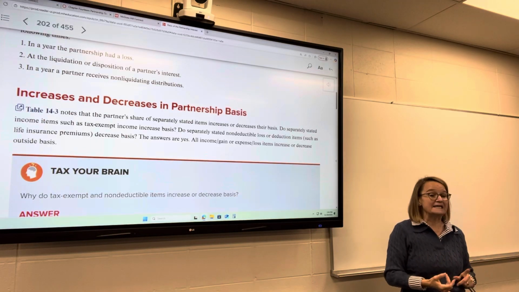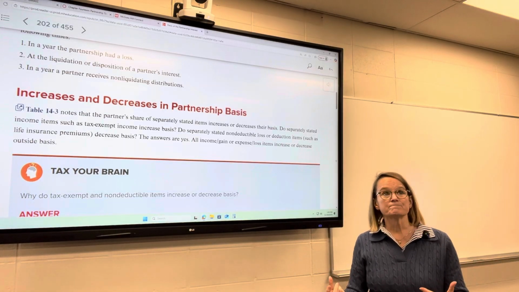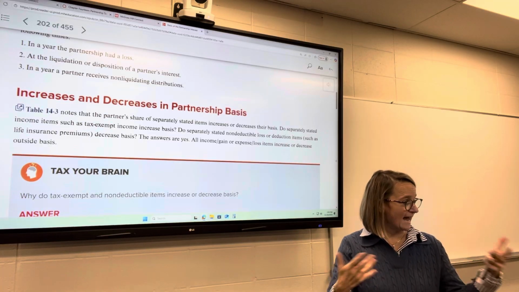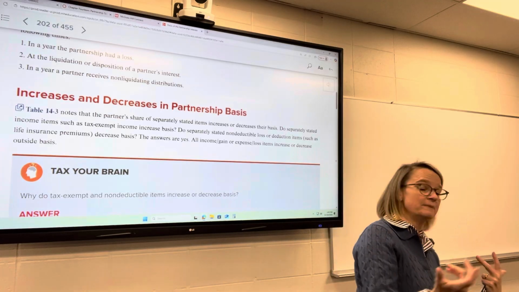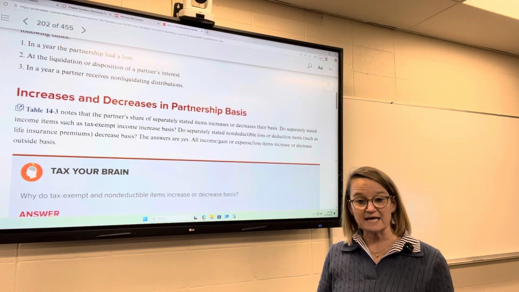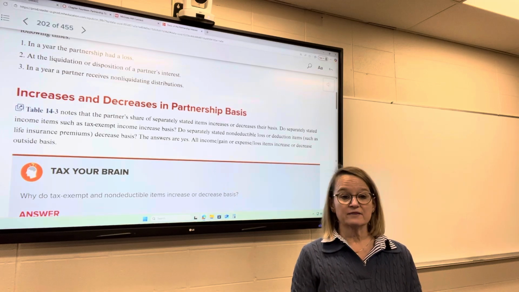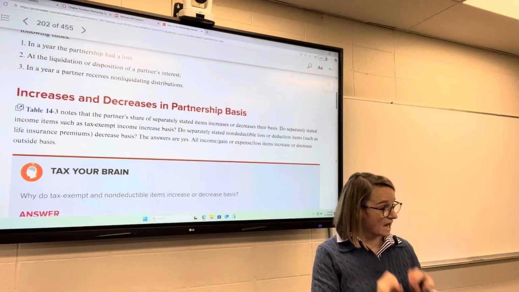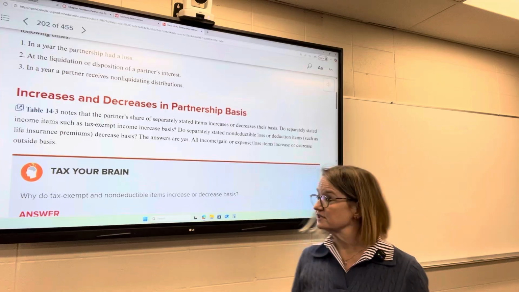So if we have an income item, now remember the basis is going to be increased because we are now paying tax on something. So if we pay tax on an item of income from that partnership, we're now going to increase our basis in that partnership. So when we have interest income or dividend income, we're going to be paying tax. We're going to be reporting that on our individual tax return as a partner. That then is going to increase our basis. Anytime we have a deduction, though, that's then going to decrease our basis because we're getting a tax benefit from that.